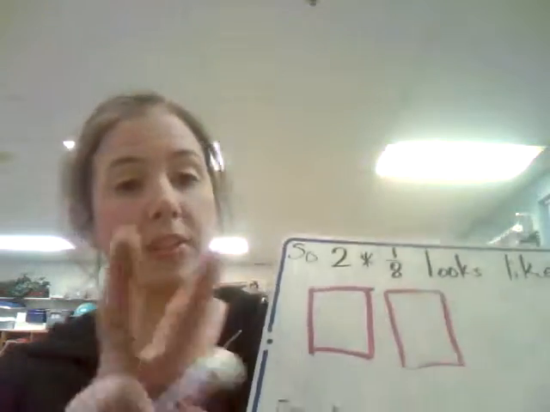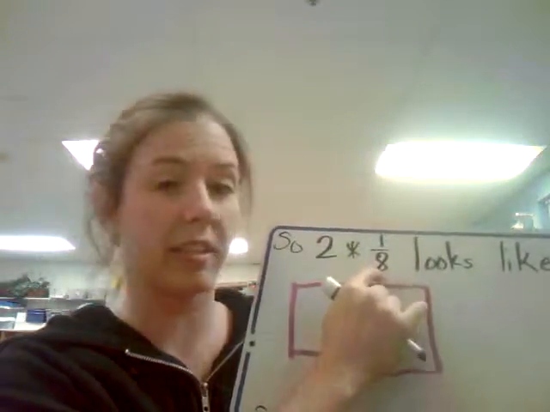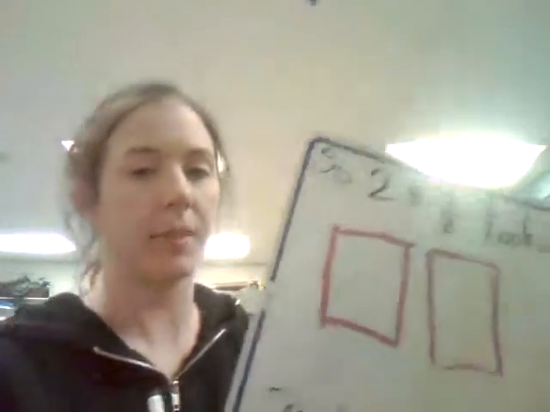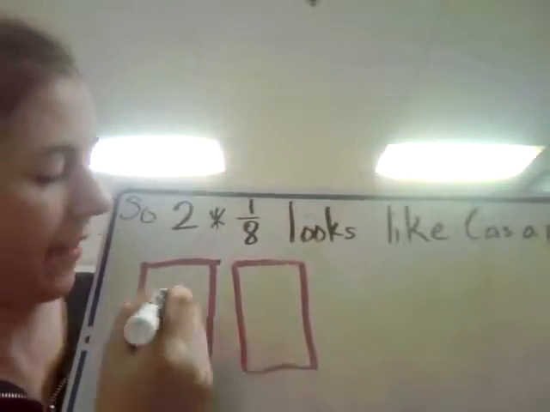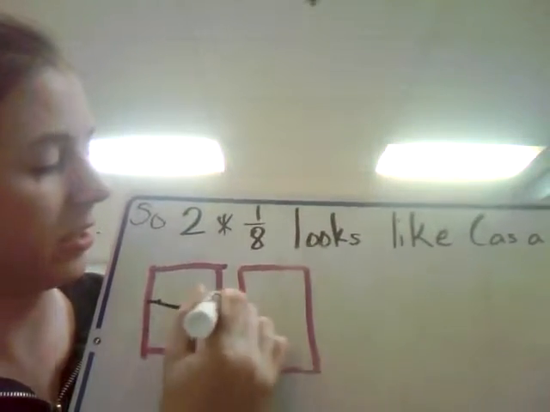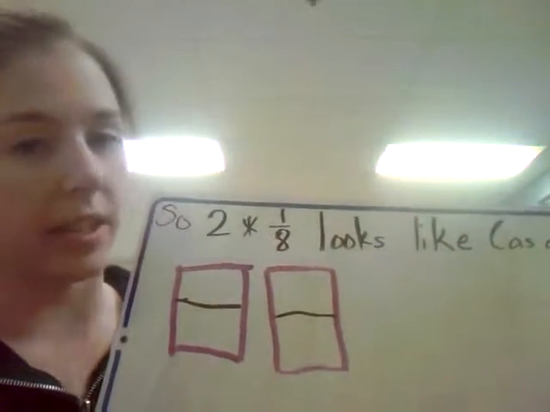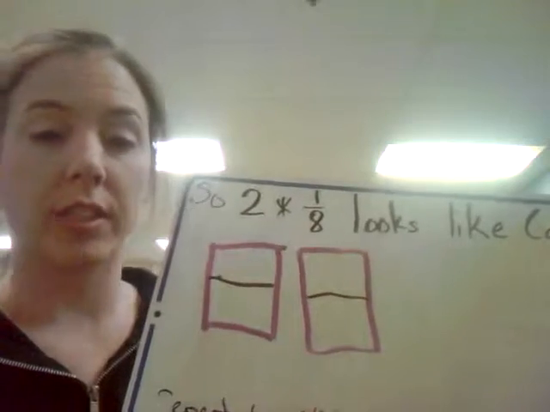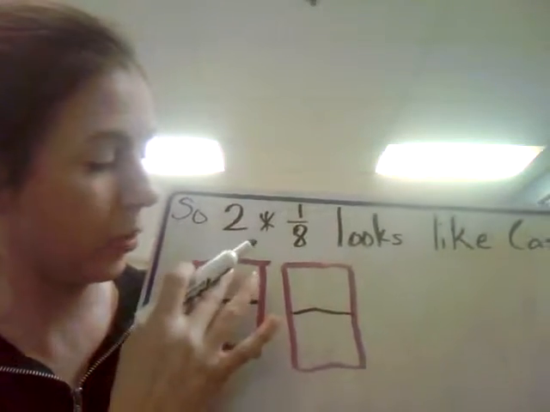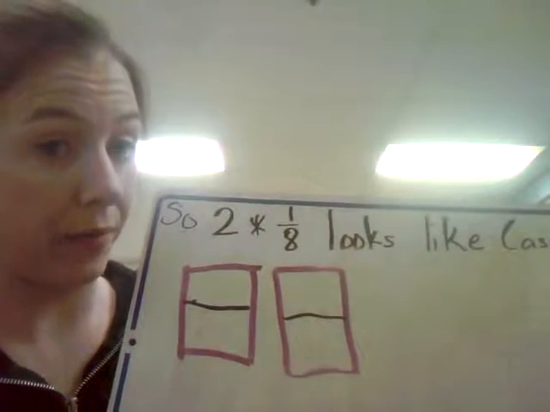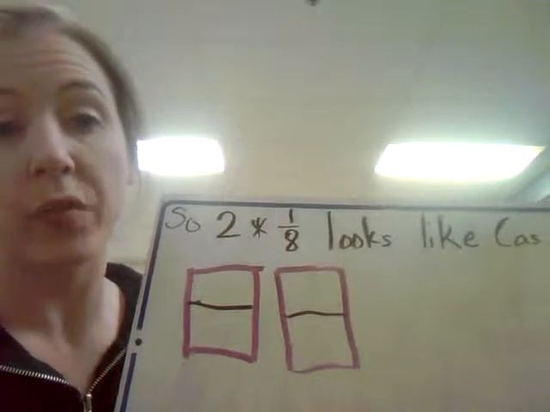Then I look to my denominator. Step 2, look at the denominator. Eighths. I have to cut these into eighths. So here's my little trick about cutting something into eighths or fourths. First, I cut it into halves. So I've got halves. And again, they're not perfect. So see? Halves.